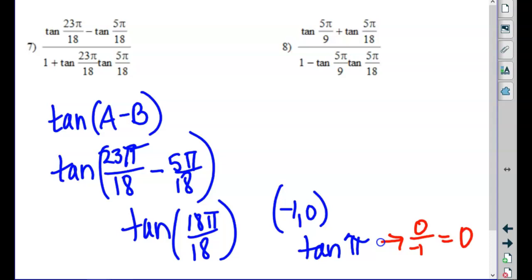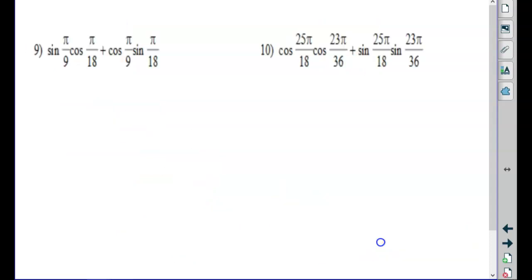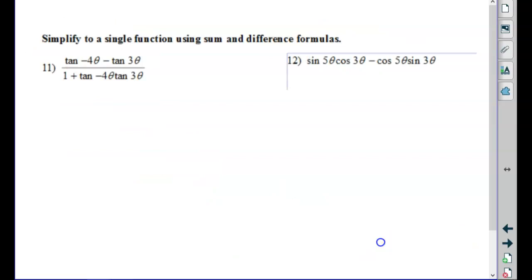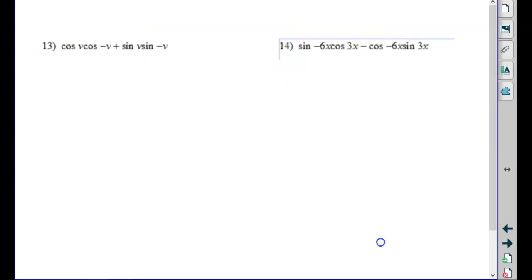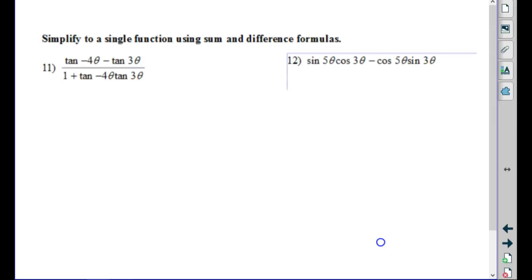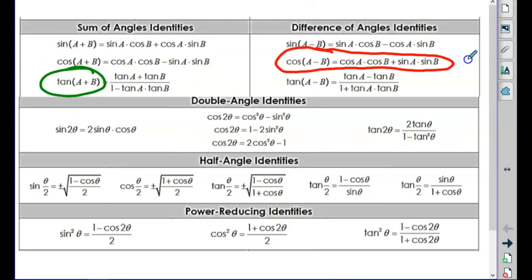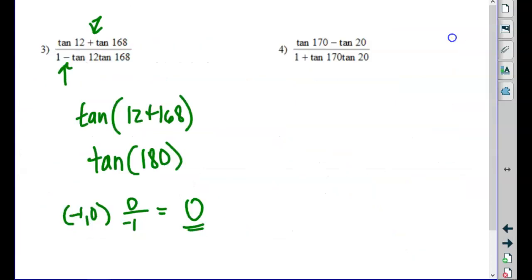All right, you get the idea? These are just trades, okay? On some of them, you can't do anything besides combine. So look at number 12. Sine times cosine minus cosine times sine. That's a sum and difference one. Anybody find that one? Sine times cosine minus cosine times sine. Right here, right? Sine A minus B.